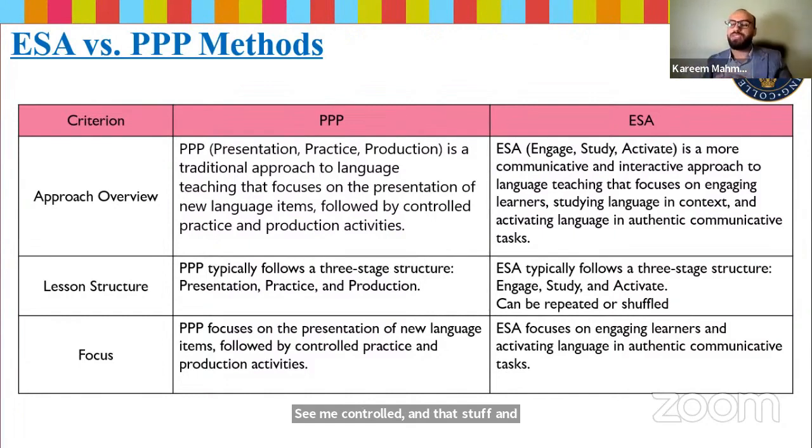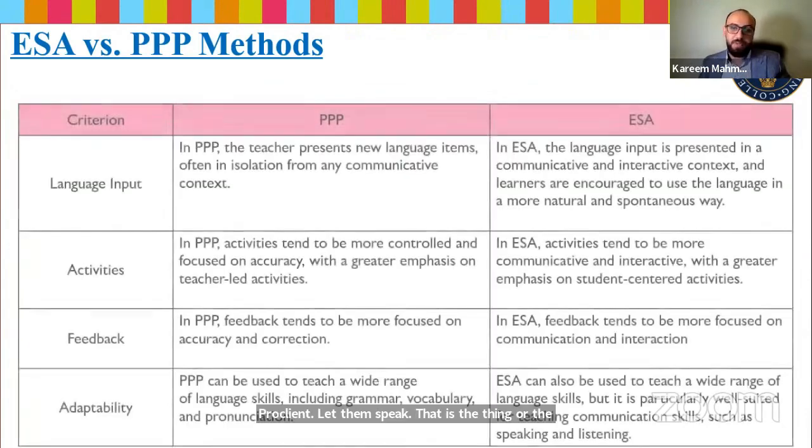Why is that? Because I aim at engaging students in conversation, listen to them, don't interrupt, don't correct, don't do anything, but rather take notes of their language and then put them again into action. Frontline, let them speak. That is the focus of the ESA.